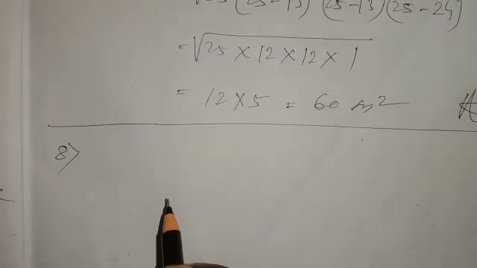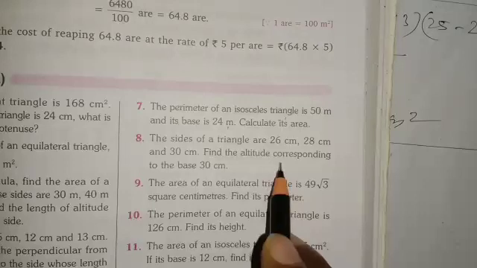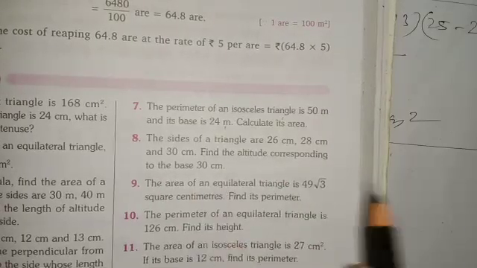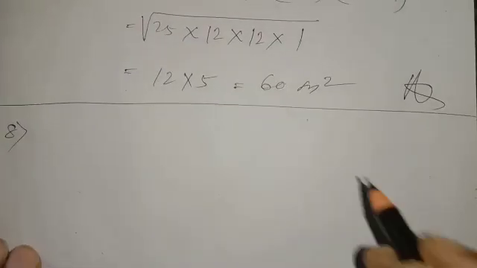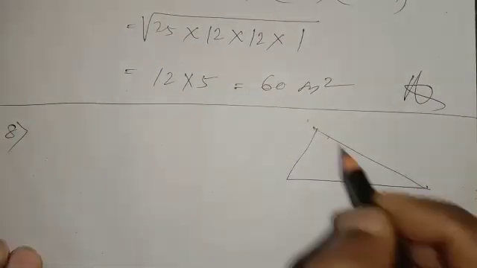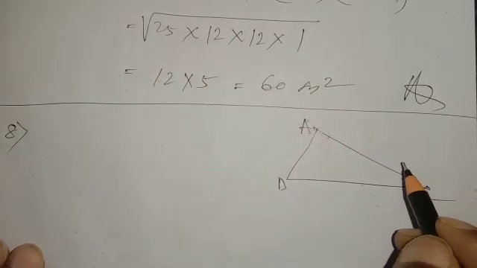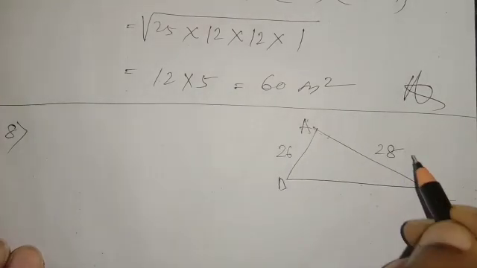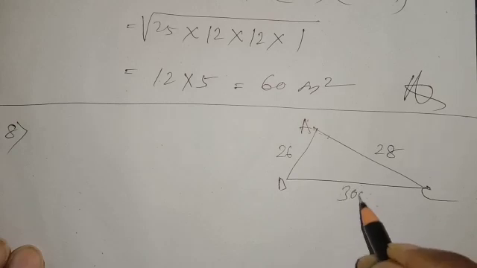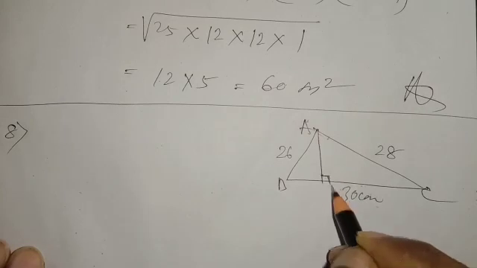The sides of a triangle are 26 cm, 28 cm and 30 cm. Find the altitude corresponding to the base 30 cm. Same process you have to solve. Number 8. First draw one triangle, a scalene triangle. Suppose ABC is a triangle having three sides 26 cm, 28 cm and 30 cm. And you have to find out the longest altitude on the longest side.